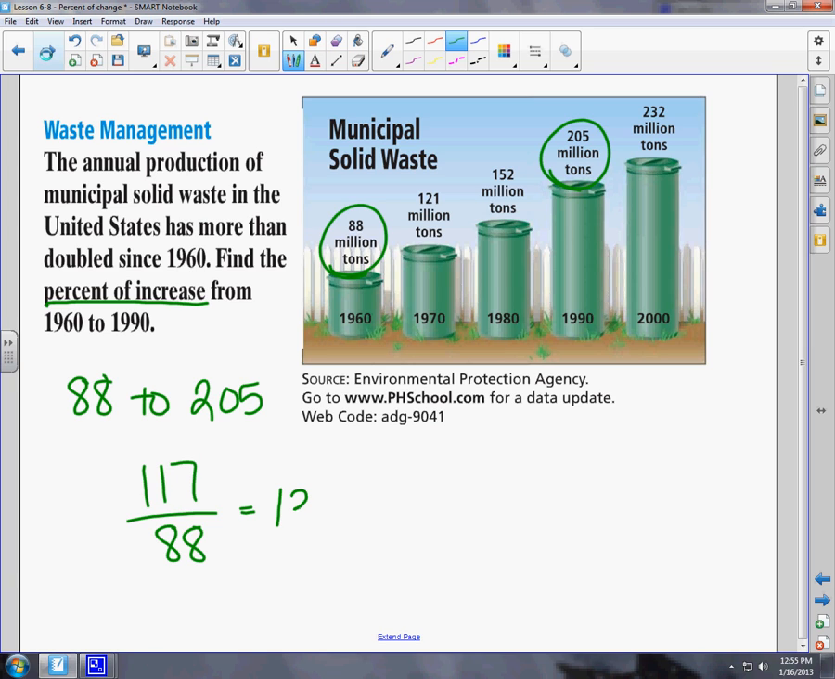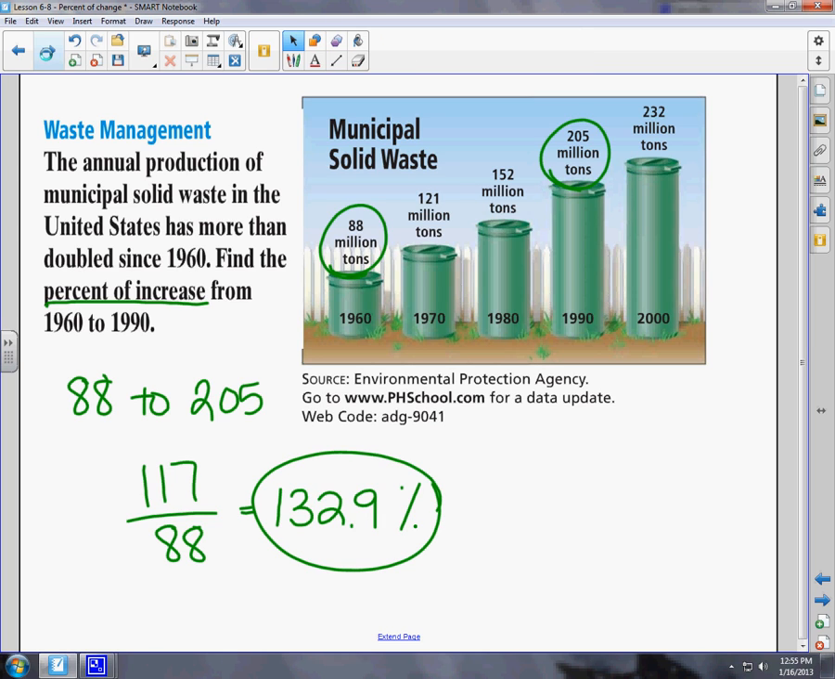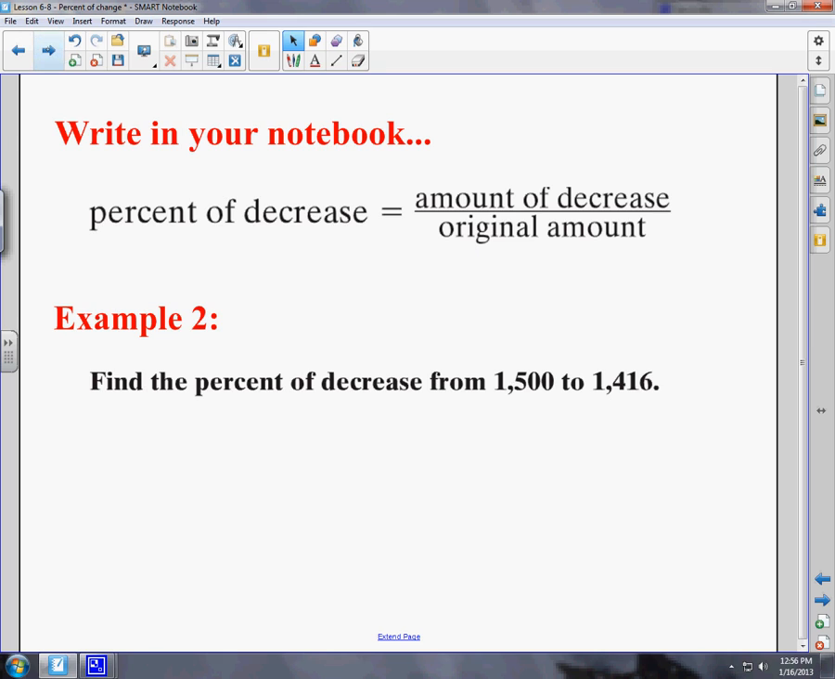is 132.9%. So that's quite a bit, 132.9% increase. All right, so now percent of decrease is pretty much the exact same thing. It is the amount of decrease, how much it went down, divided by the original amount. So try this example 2. Find the percent of decrease from 1,500 to 1,416.